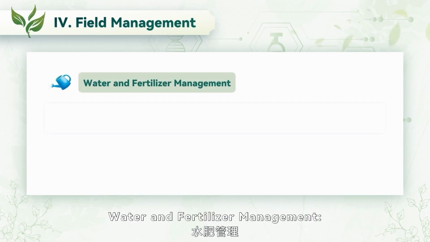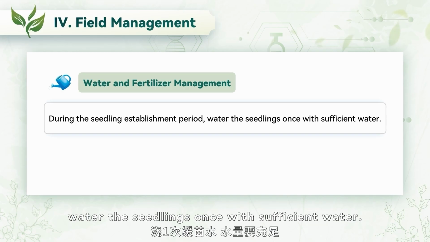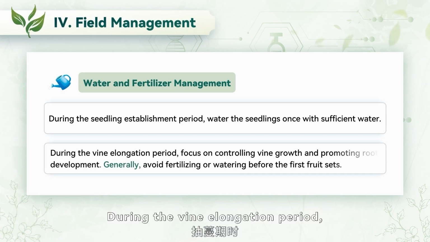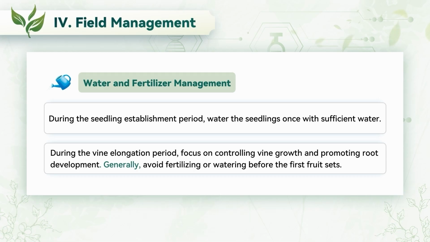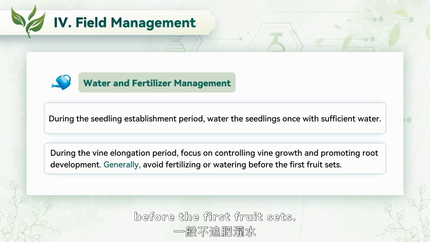Water and fertilizer management. During the seedling establishment period, water the seedlings once with sufficient water. During the vine elongation period, focus on controlling vine growth and promoting root development. Generally, avoid fertilizing or watering before the first fruit sets.